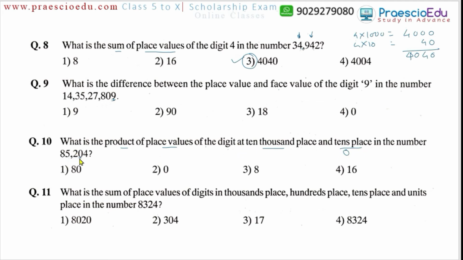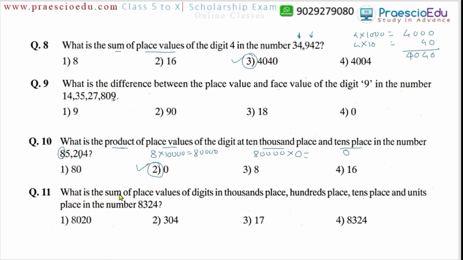The 10,000s place means the units 10, 100, 1000, and then 10,000, which is 8. So the place value is 8 multiplied by 10,000, so 80,000 comes. And the tens place is 0, so they are asking for the product. So 80,000 multiplied by 0, and 0 multiplication means the answer will become 0. So that's why option number 2 is the correct one.